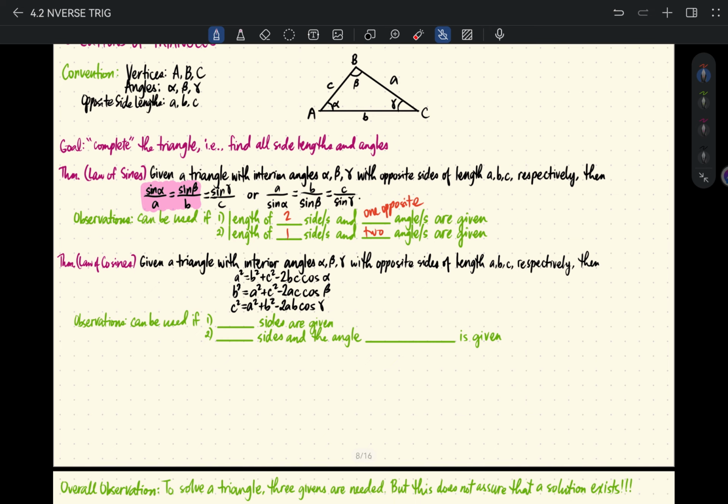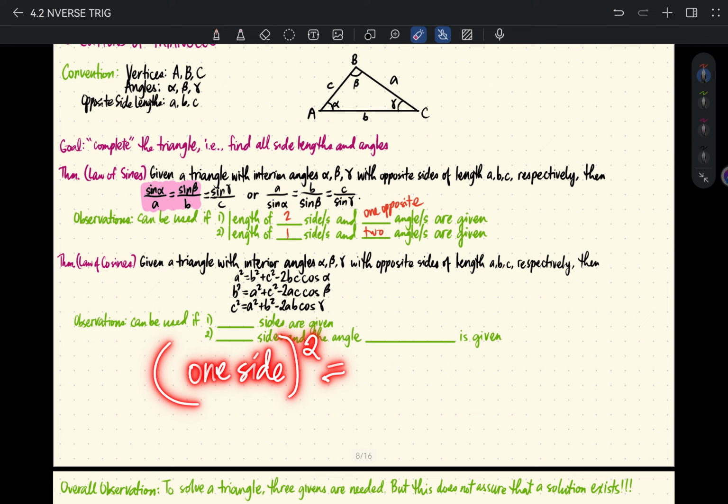Second law that we have is the law of cosines. This states that given a triangle with interior angles alpha, beta, and gamma with opposite sides of length a, b, c, then a squared equals b squared plus c squared minus 2bc cosine alpha, and the respective forms for b squared and c squared.